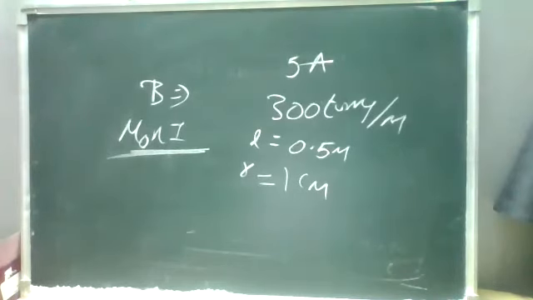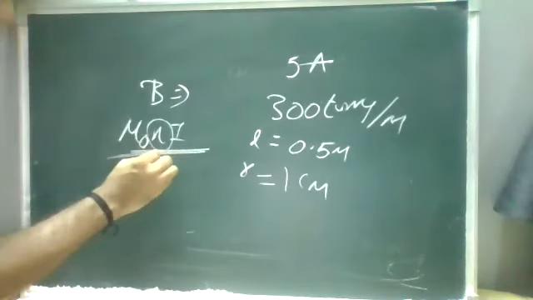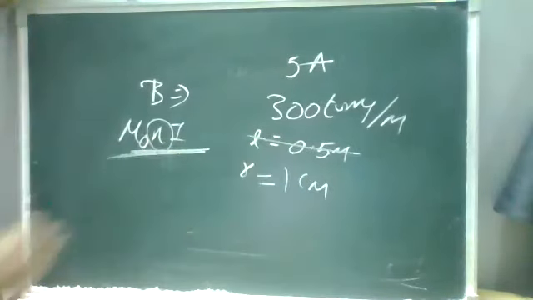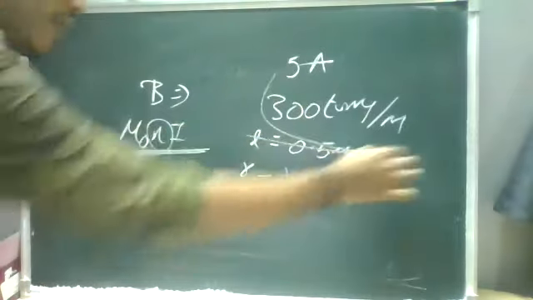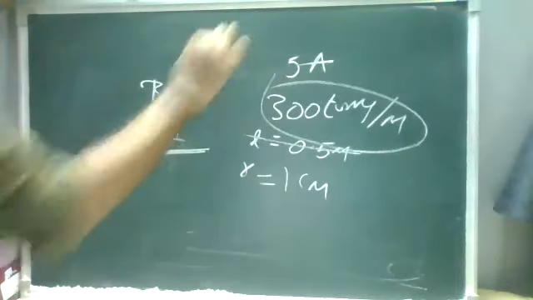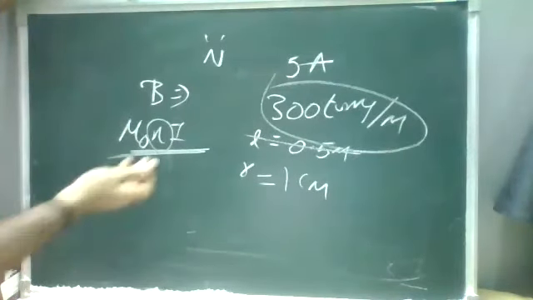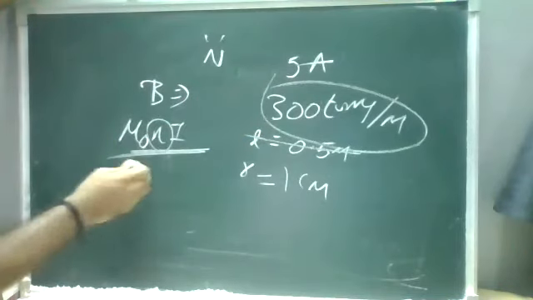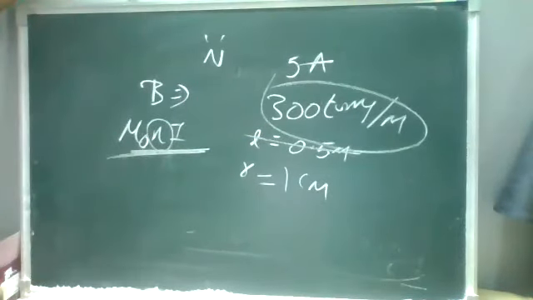So you said mu naught small n I into L. Why into L? Remember, if you directly take small n, then we should not take the length, because they have already given the number of turns per length. No need to take it. If you want to find the number of turns, you can, but it is not needed. So B is equal to mu naught n I. Directly we can take it.